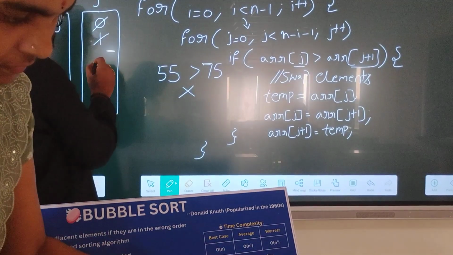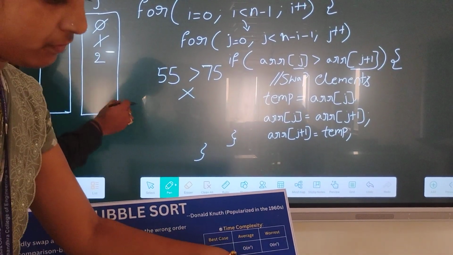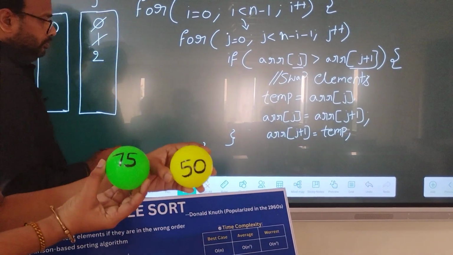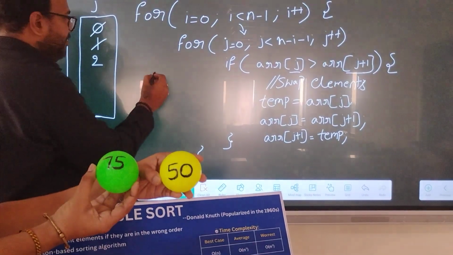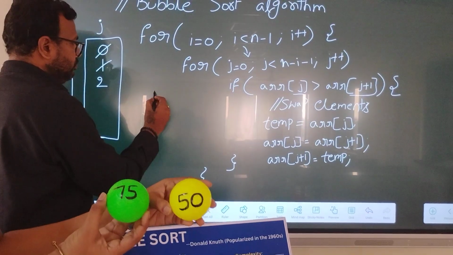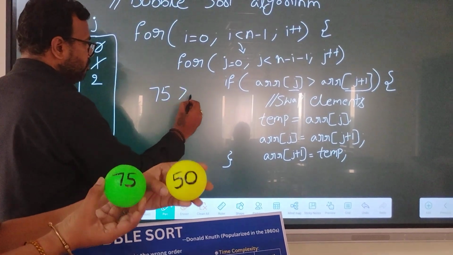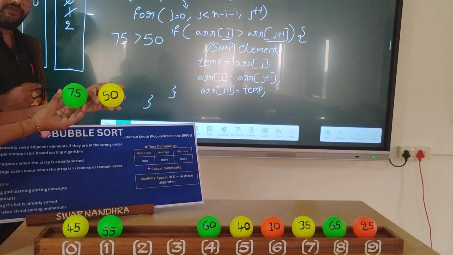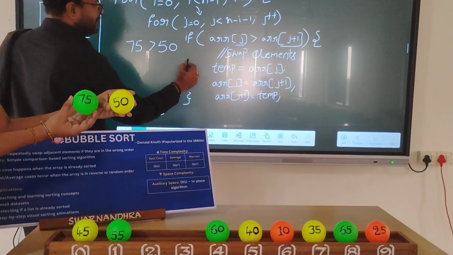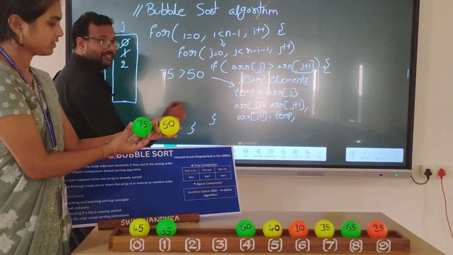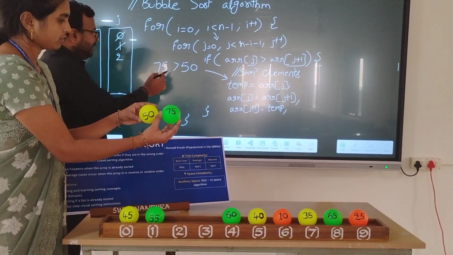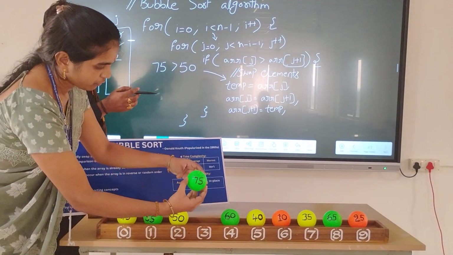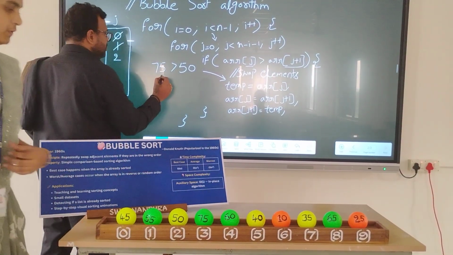Now j becomes 2. What are the values? 75 and 50. Is 75 greater than 50? Is it true or false? True, which means swap the elements. So now 50 is placed at position 2 and 75 is placed at position 3. Swapping is done.